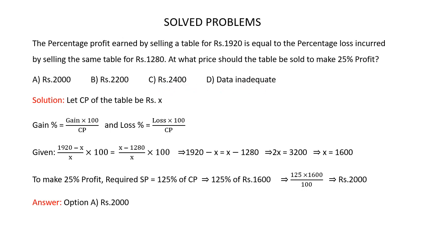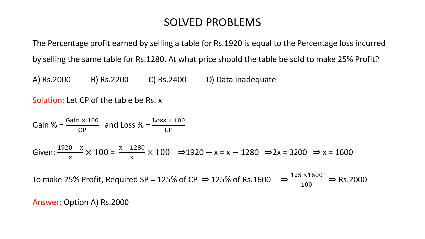So in this problem you are asked to find at what price the table should be sold to make 25% profit. To do that, first we have to find the cost price of the table. So let's assume that the cost price of the table is rupees X. Now it's given that if the table is sold for rupees 1920, there is a profit. So selling price is rupees 1920, cost price is rupees X.